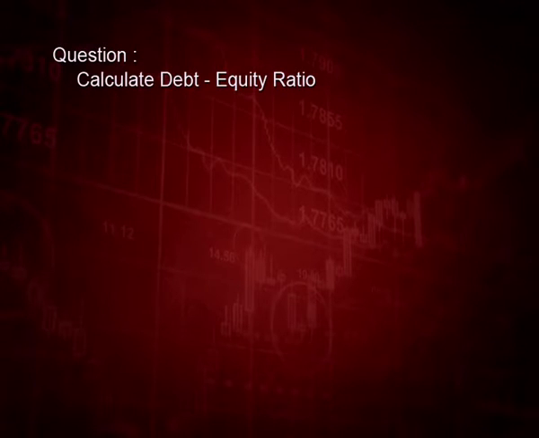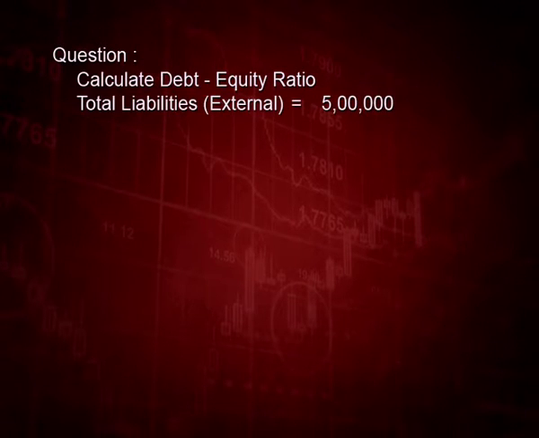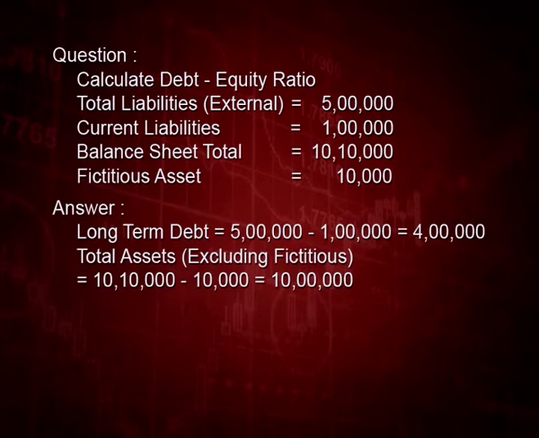Now, let us understand the above ratios by attempting a few questions. The first question is calculate debt equity ratio. Here we are given total external liabilities of 5 lakh and current liabilities of 1 lakh. So, that makes long term liability 4 lakh, right, and balance sheet total given is 10 lakh 10,000, in which there are fictitious assets of 10,000.